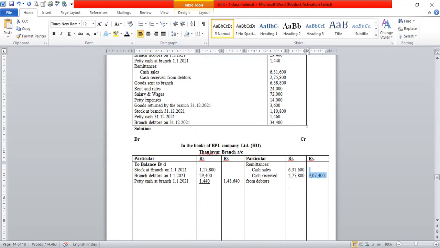Then, as I instructed in the morning session, the goods sent to branch. Who sends them? The BPL company, the head office, is sending the goods to the branch office. So where does this come? It comes under the debit side. How much?